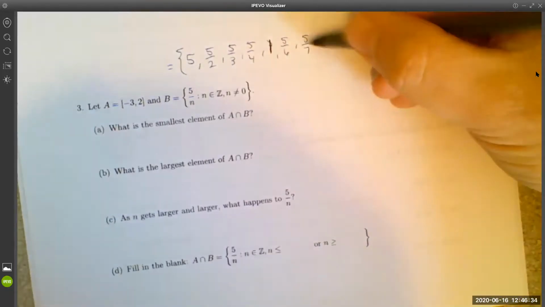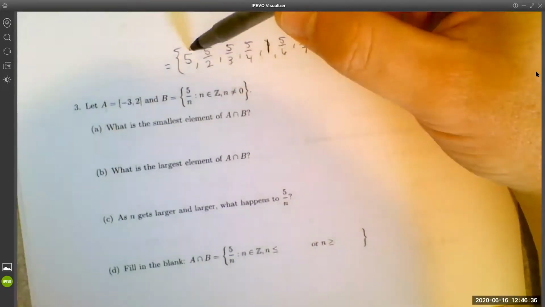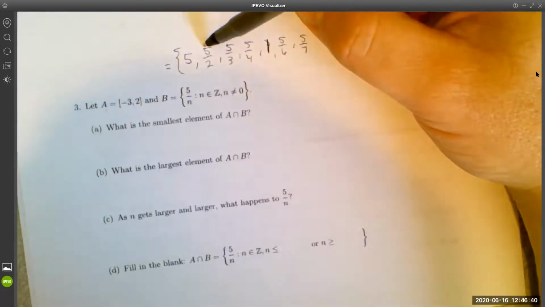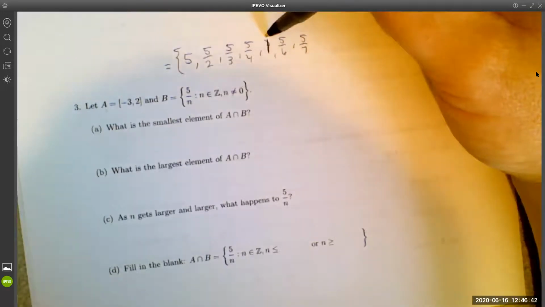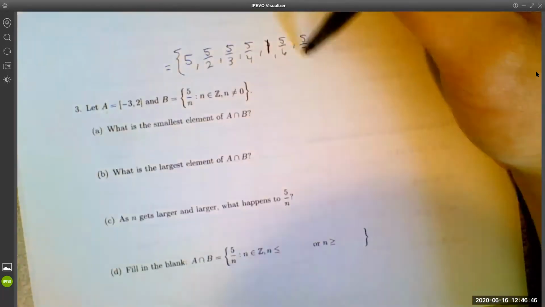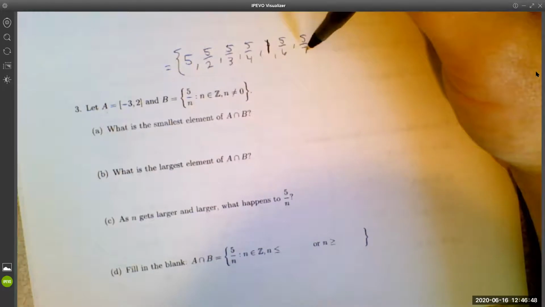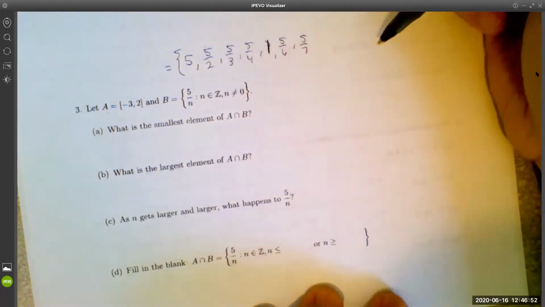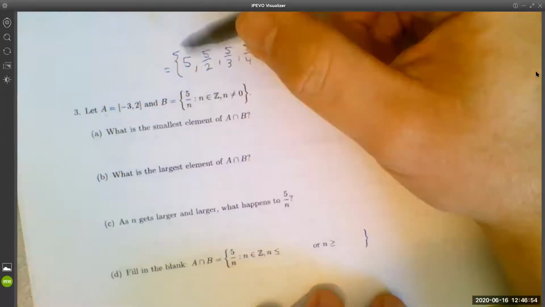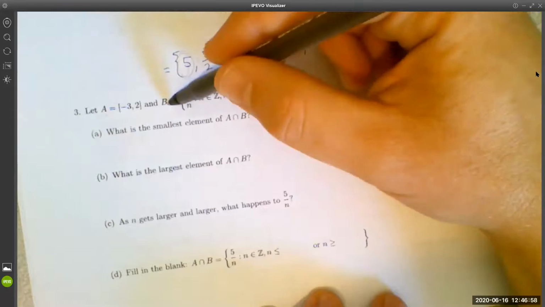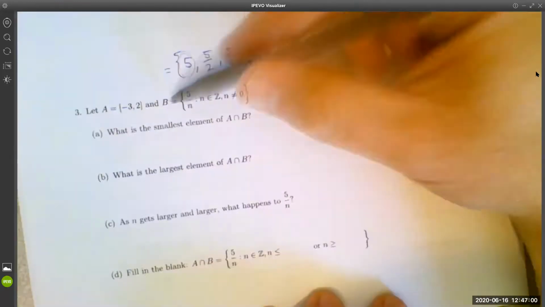Notice that these numbers keep getting smaller and smaller. I started at 5. And then I got to 5 halves, which is like 2.5. Eventually I got down to 1. And now I'm less than 1, right? 5 sevenths is smaller than 1. So the larger my denominator gets, the smaller this number is getting. So this is getting closer and closer to 0, which leads me to believe that 5 is probably the largest element in B.